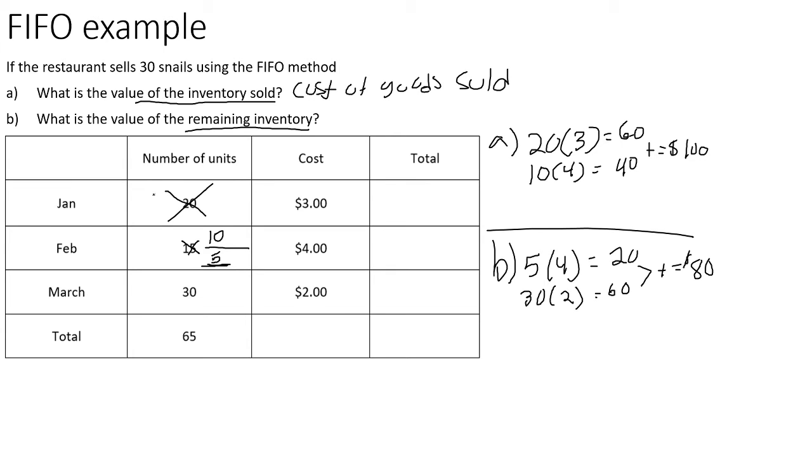Again, you simply work from the top down, from the oldest month to the newest month. You keep subtracting items until you've sold all the items that you need to sell, and then whatever remains goes for the second answer.